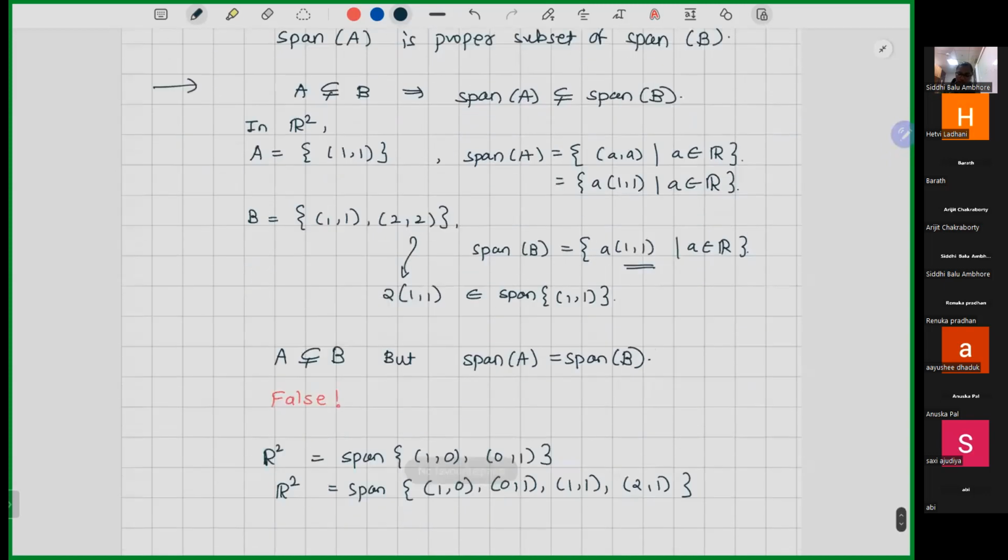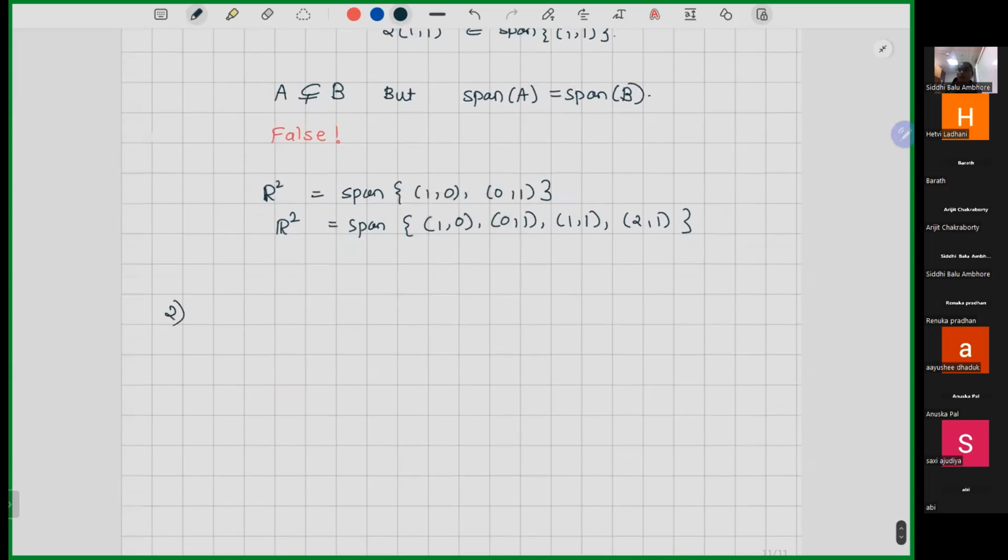So next question: we want to show that span of A is equal to span of B if and only if A is equal to B. Is this true? Can somebody tell me why this is true or why this is false, or what is your guess? Span of A is equal to span of B. Do we need to have A equal to B to have span of A equal to span of B? We just did some work.